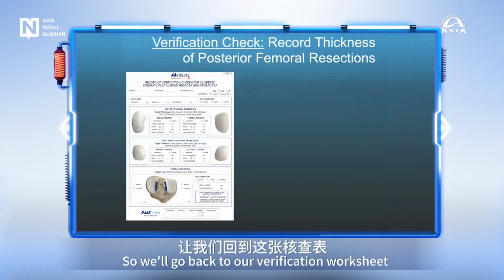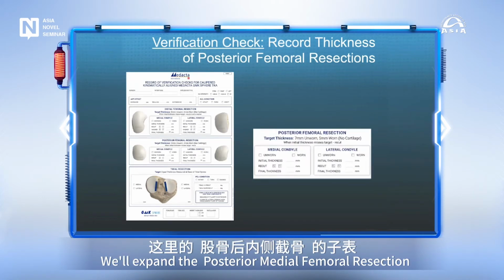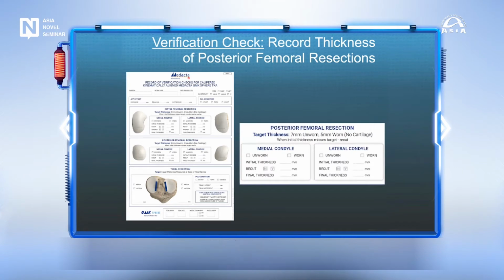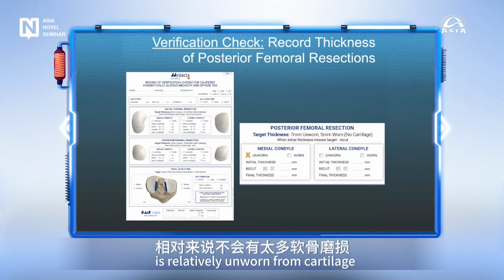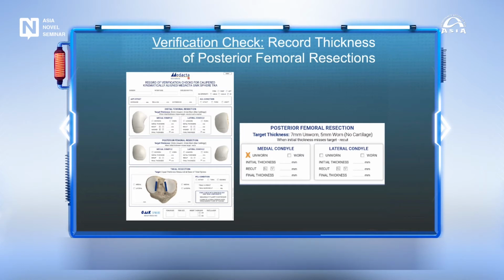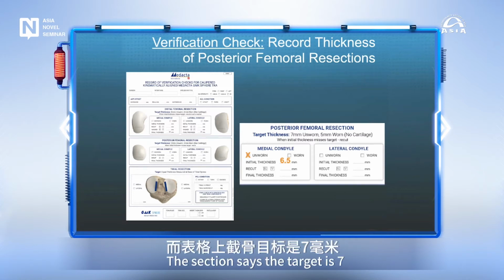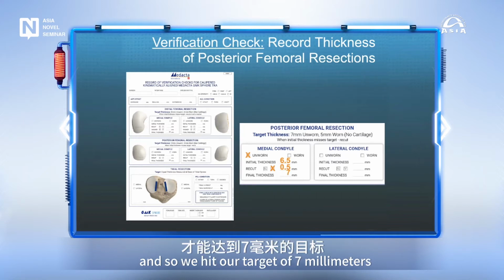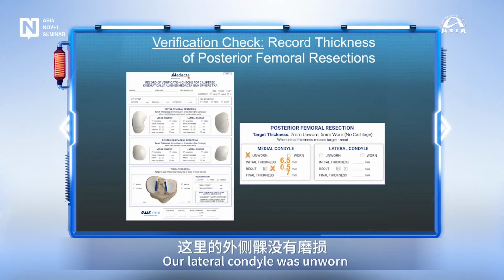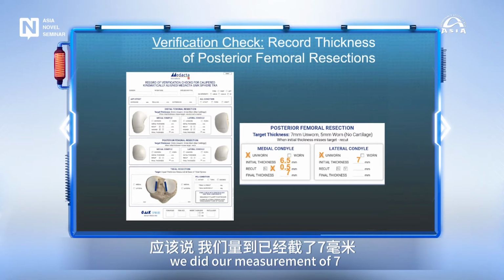So we'll go back to our verification worksheet. We'll expand the posterior medial femoral resection subsection of the sheet. Remember, the medial condyle in a varus knee at 90 degrees is relatively unworn from cartilage. Our initial resection was 6.5. The sheet says the target is 7. We had to recut another half millimeter, and so we hit our target of 7 millimeters. Our lateral condyle was unworn, so once again, we did our measurement of 7, which was correct.